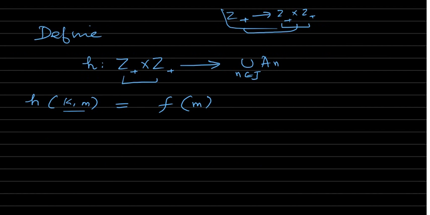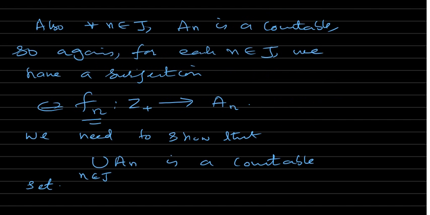So I have used f here. Now I only have to use g, which I haven't used yet. I will write here f subscript g(k) of m. What's g(k)? g is a mapping from Z plus to J. So g(k) will be in J, and that is actually what you need. If you look here, f_n, n is a member of J.